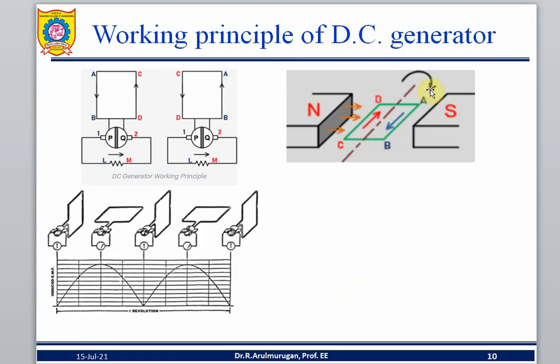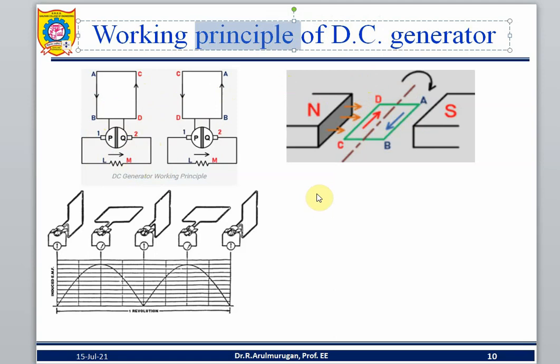What is the DC generator working principle? Whenever a current-carrying conductor cuts the magnetic flux, an EMF is induced, which means current is induced in the conductor. Then you form a closed circuit through the load to utilize the current. This is the generator working principle.